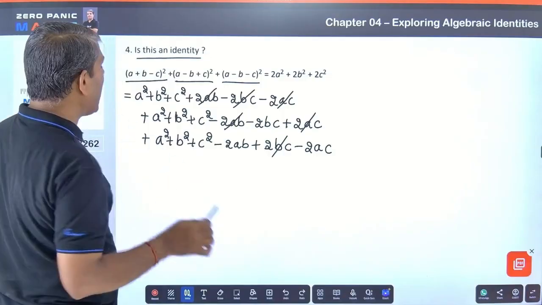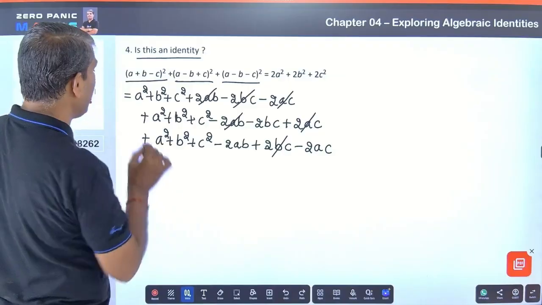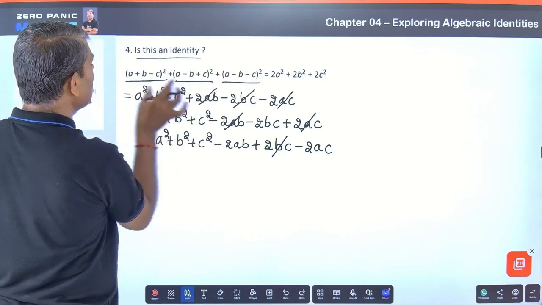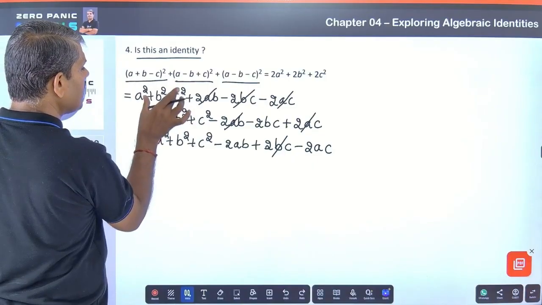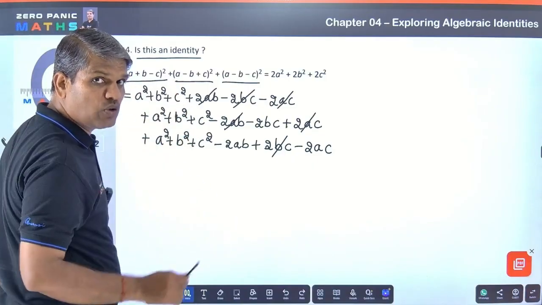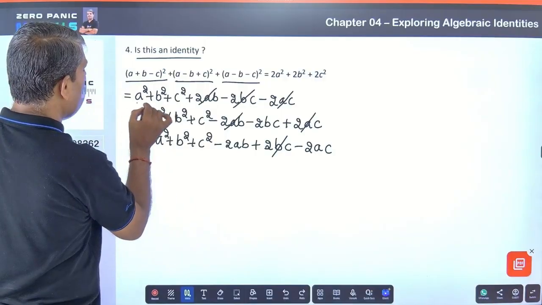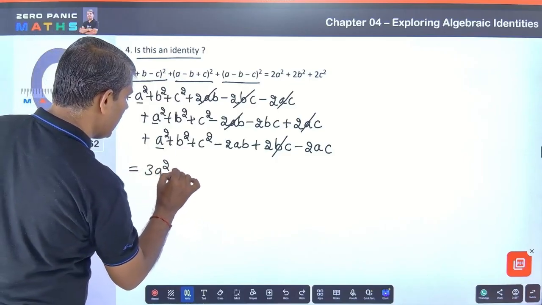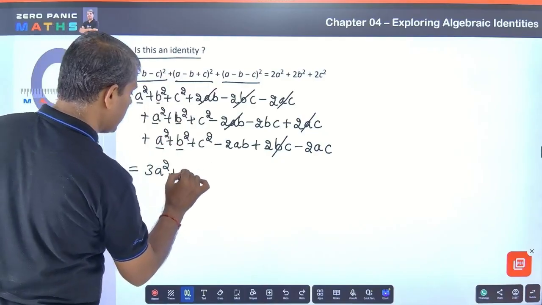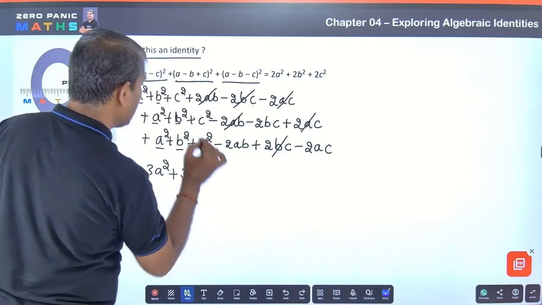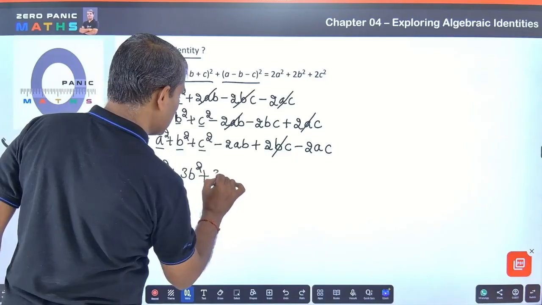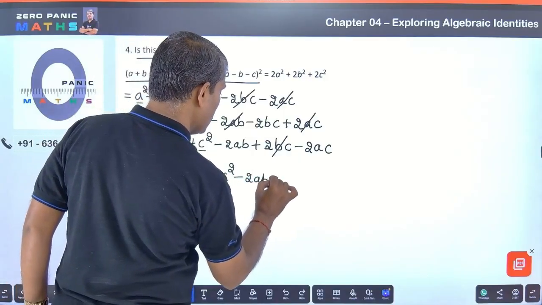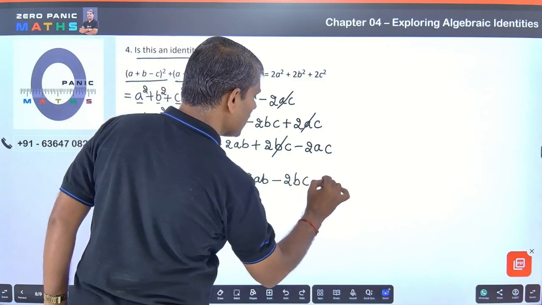Now look at the square terms here. See it carefully. Square terms: a square plus a square plus a square. In all the three expansions, the a square, b square and c square terms will never get cancelled because all of those are positive only. You're getting my point. So it is 3a square, and similarly b square, b square, b square, it is 3b square. And finally c square, c square, c square, that is 3c square. And what remained with the products? It is minus 2ab, minus 2bc, and finally minus 2ac.